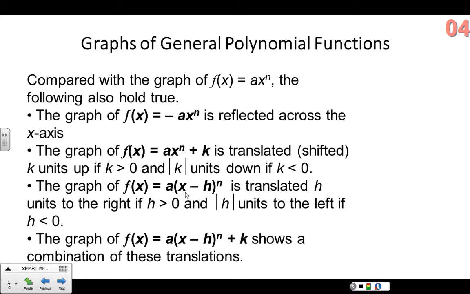If there is a number added or subtracted in parentheses, remember that's a horizontal shift. The graph of f of x equals a times x minus h to the n is translated h units to the right if h is greater than 0, and h units to the left if h is less than 0. So if this was a plus sign, we would do a left shift instead of a right shift. This is very similar to what we studied when we were talking about basic graphs, basic curves, basic functions. The graph of f of x equals a times x minus h to the n plus k shows a combination of all of those translations.